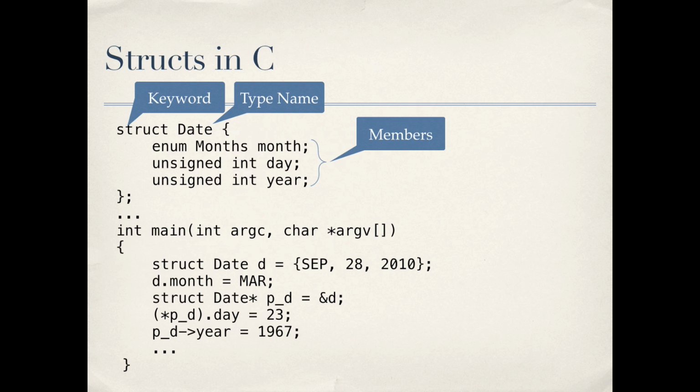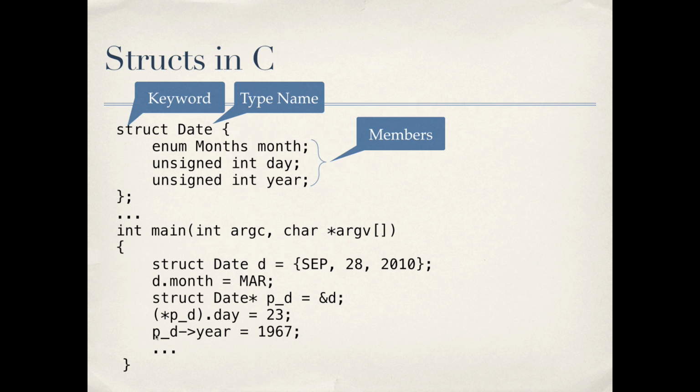Okay, and now we have the last line of code, which is again a bit different. We take p_d, the pointer, and here we have this arrow year. What does this mean? This is basically the same as the previous line, but it's a shorter way of writing.